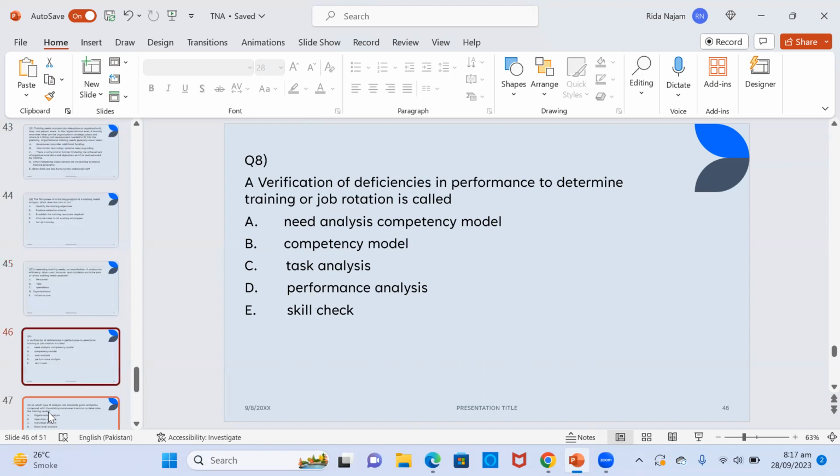Question 8. A verification of deficiencies in performance to determine training or job rotation is called A, need analysis competency model, B, competency model, C, task analysis, D, performance analysis, or E, skill check. D. Yes.